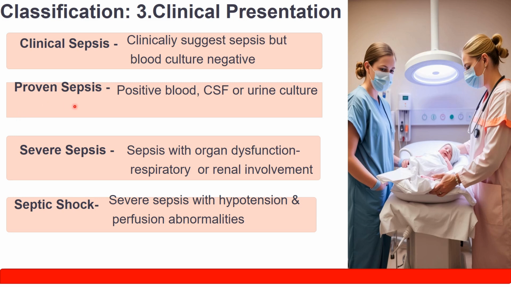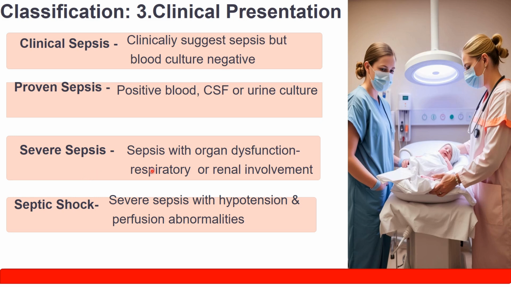Another is proven sepsis. This means signs and symptoms of sepsis are present in the newborn along with the isolation of organism in the blood or cerebrospinal fluid or in the urine culture. So this is culture positive neonatal sepsis. Proven sepsis is clinical features with the culture positive. Sepsis with a positive culture is known as proven sepsis.